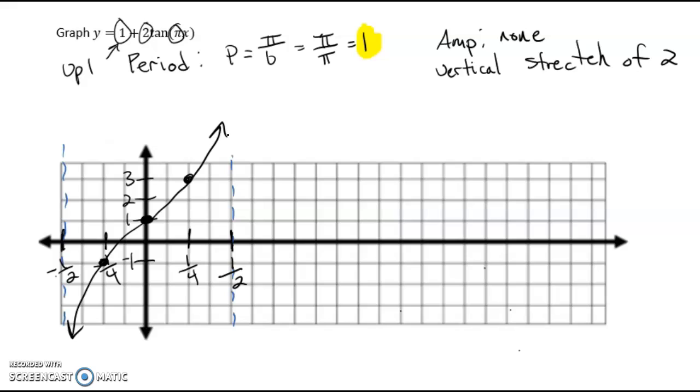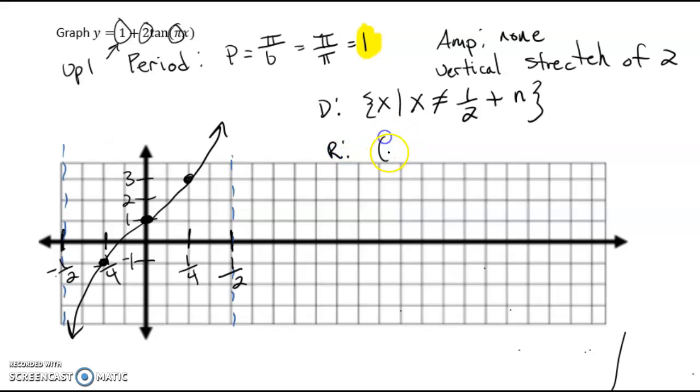If we wanted to talk about domain and range, we could. We have a period. We know our amplitude's none. We're going to shift up 1. We have a vertical stretch of 2. For our domain, we're going to use the same pattern we used with the parent function. X cannot be the first asymptote, which is 1/2, plus the distance to the next one. Well, that happens every time the period repeats. So that's plus 1 times n, or just n. And then the range for every tangent and cotangent function is -∞ to infinity.